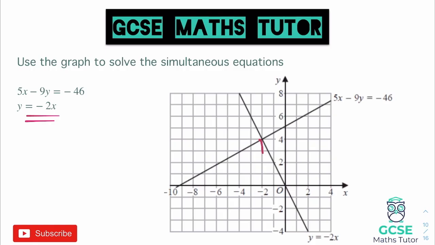So we'll go down, we'll read our x coordinate first, so x equals -2, and then we'll read the y coordinate, so go along, and we get y equals 4. And there we go, and that is using the graph to solve it.